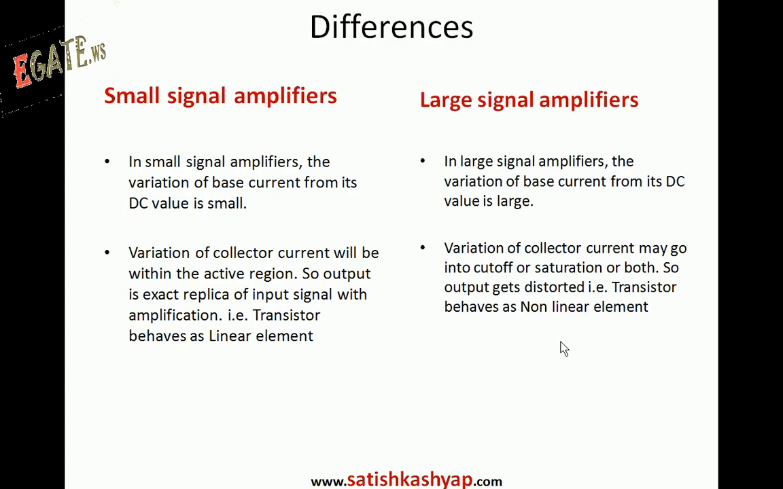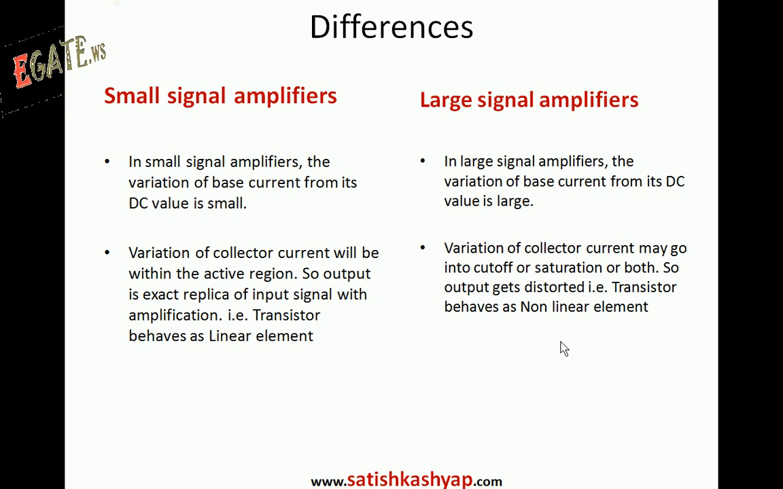In small signal amplifiers, the variation of base current from its DC value is small, and because the variation is small, even though it gets amplified and appears as collector current, it will always be in the active region. It never goes into saturation or cutoff region. So the transistor collector current will always be in the active region, and it maintains linearity, that is, IC is always proportional to IB. That's why the transistor acts as a linear element in small signal amplifiers.